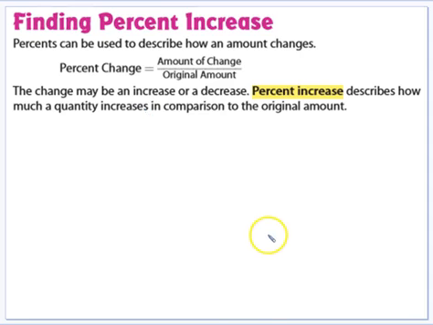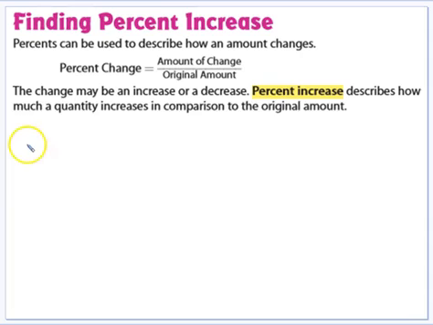Okay, so let's start off with percent increase and decrease. Finding percent increase: percents can be used to describe how an amount changes. Percent change equals the amount of change divided by the original amount. The change may be an increase or a decrease. Percent increase describes how much a quantity increases in comparison to the original amount. So we get the amount of change divided by the original amount.